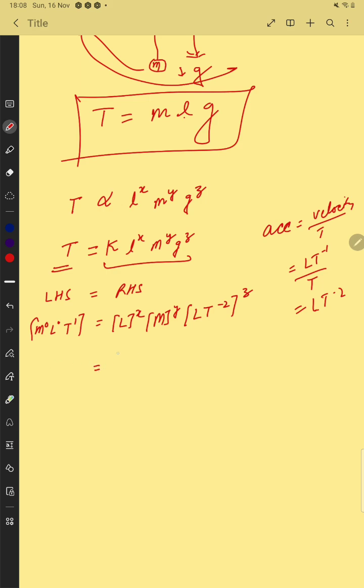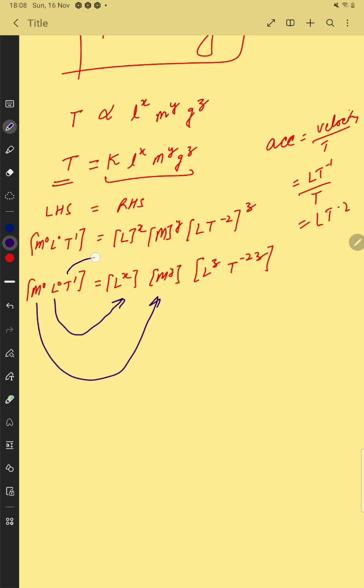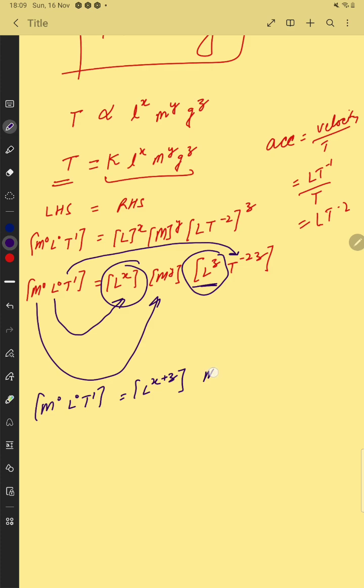Now let us solve it, students. We get L^x, M^y, L^z, and T^-2z. Now we have to match these: mass with mass, length with length, and time with time, comparing exponents. Some common terms need to be combined. So M^0 L^0 T^1 equals L^(x+z) M^y T^(-2z).